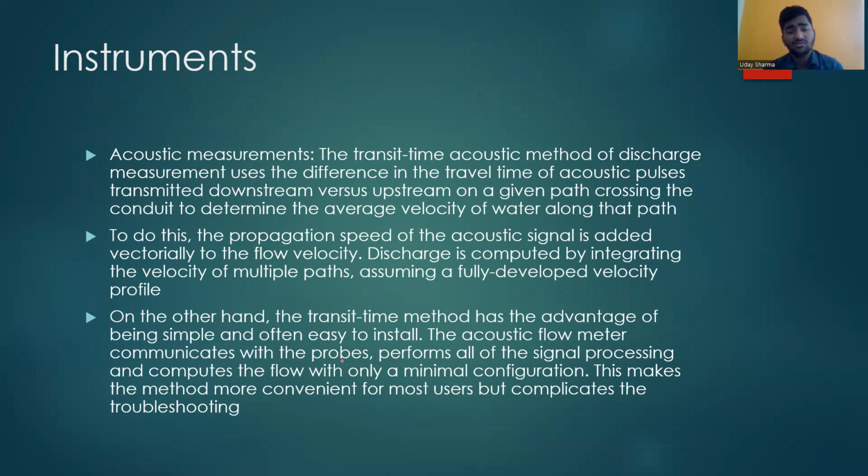On the other hand, the transit time method has the advantage of being simple and often easy to install. The acoustic flow meter communicates with the probes, performs all the signal processing, and computes the flow with only a minimal configuration. This makes the method more convenient for more users but complicates the troubleshooting.